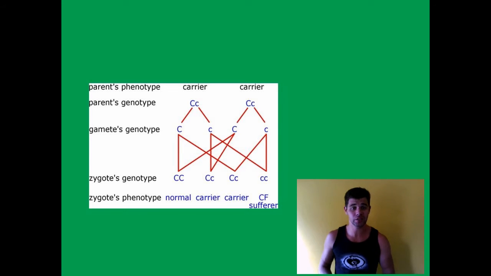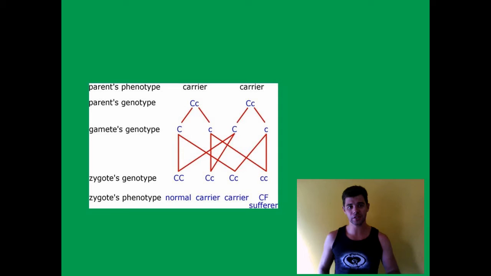So if two carriers were to mate, there is a 25%, that's a 1 in 4 chance of that child having cystic fibrosis. Okay? I appreciate the way I'm explaining it is a little bit difficult. Study the graph, read it a couple of times, hopefully it makes sense.